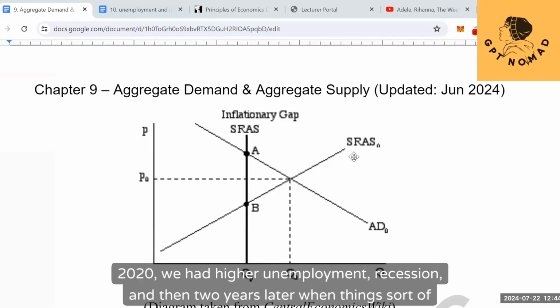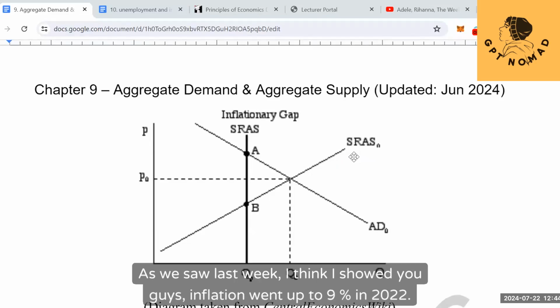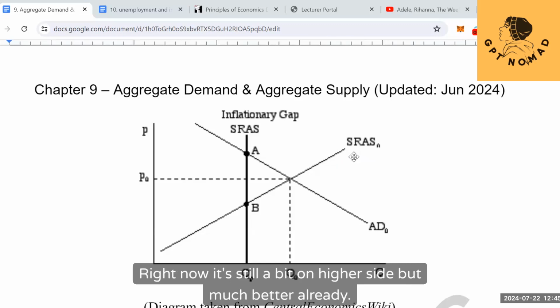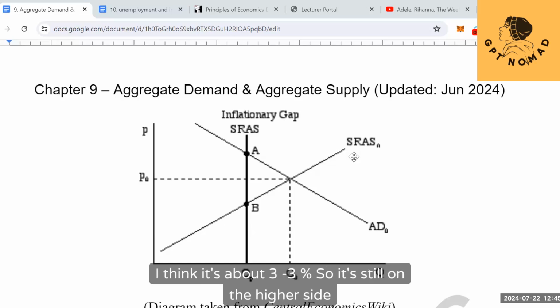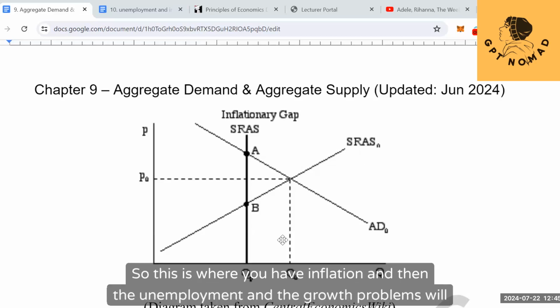2020, we had higher unemployment, recession, and then later, 2 years later, when things sort of turn okay, then you start to face the problems with inflation, as we saw last week. I think I showed you guys, inflation went up to 9% in 2022. Right now it is still a bit on the higher side, but much better already, I think it's about 3+%. So it's still on the higher side, but not as crazy as when it first started in 2022. Okay, so this is where you have inflation, and then the unemployment and the growth problems will have disappeared.